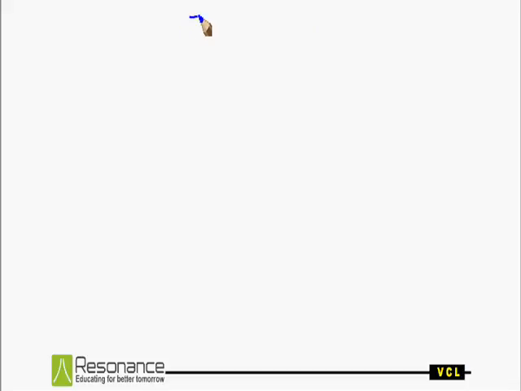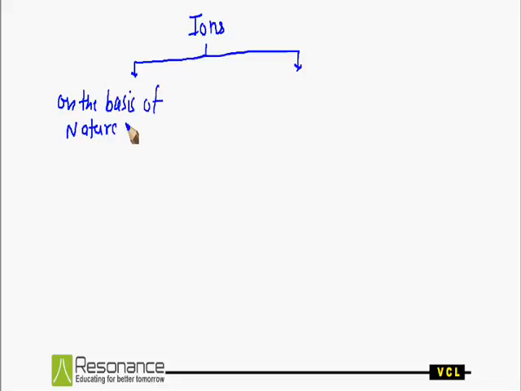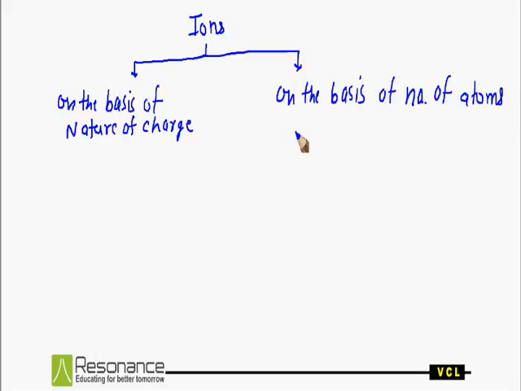Now we can classify ions in 2 manners. First one is on the basis of nature of charge, and second one is on the basis of number of atoms present in the ion.